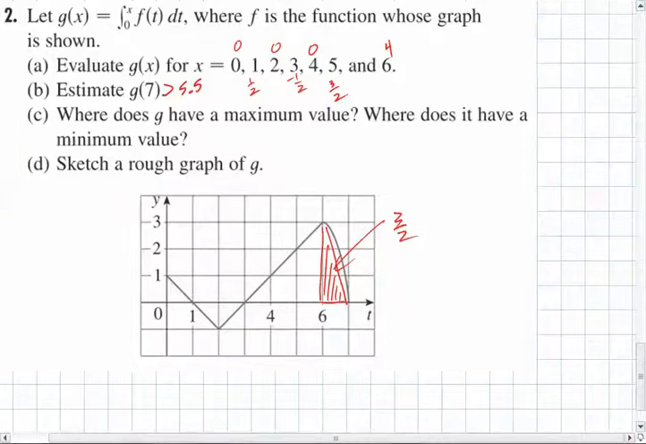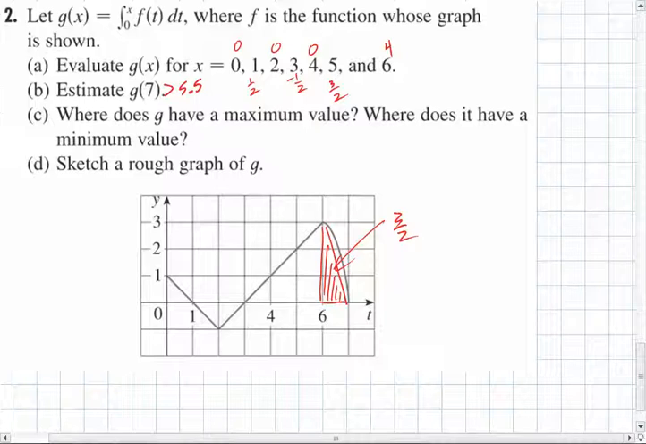So here's a question. Where does G have a maximum value? Be very careful. Where does G have a maximum value? At 7, yeah. What would be the most common incorrect answer? 6. 6 is where the greatest value of f of t is. That graph is f of t. It's highest, f of t is highest here.